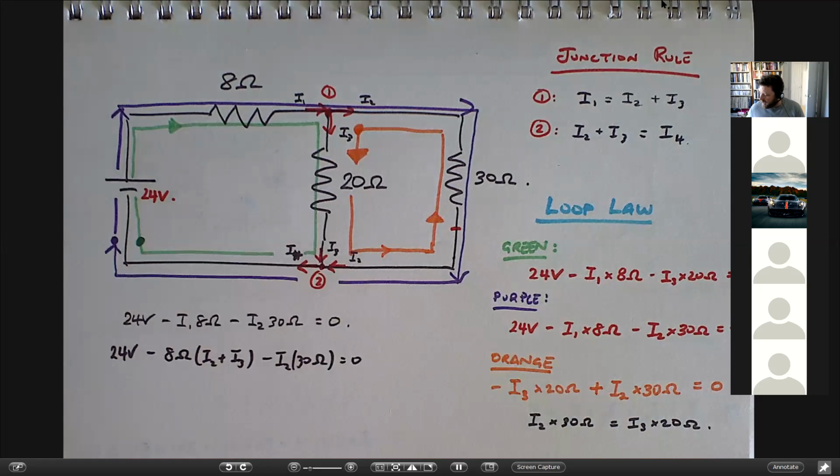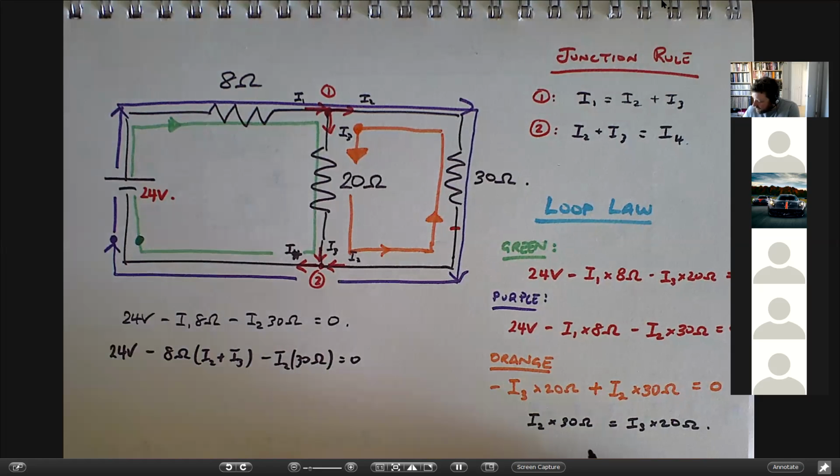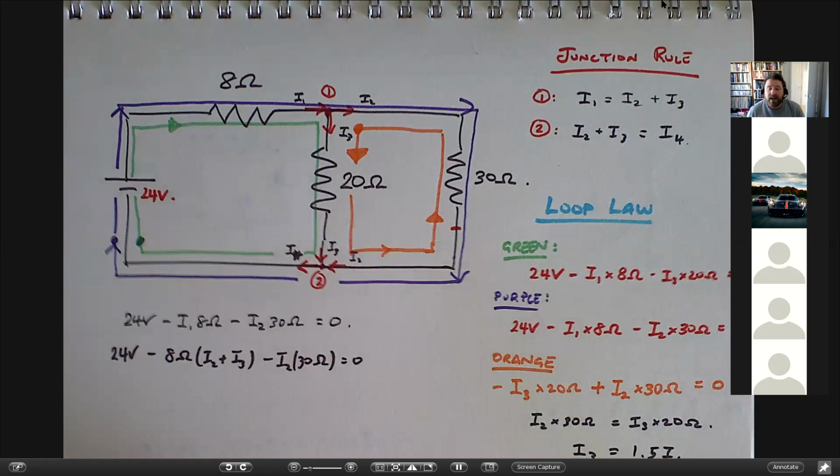And then we could also plug in I3 equals 1.5 I1 using that rule down there.